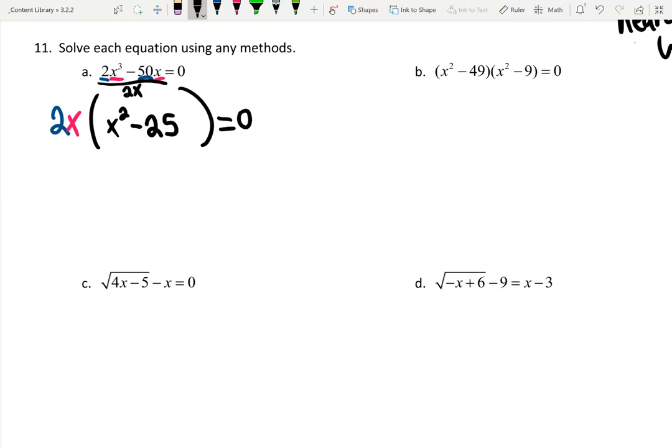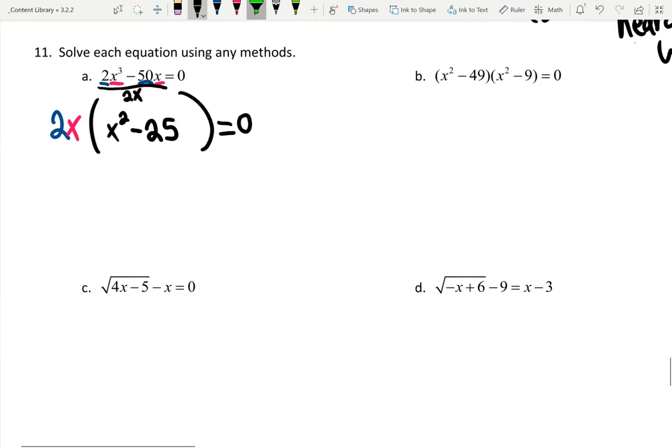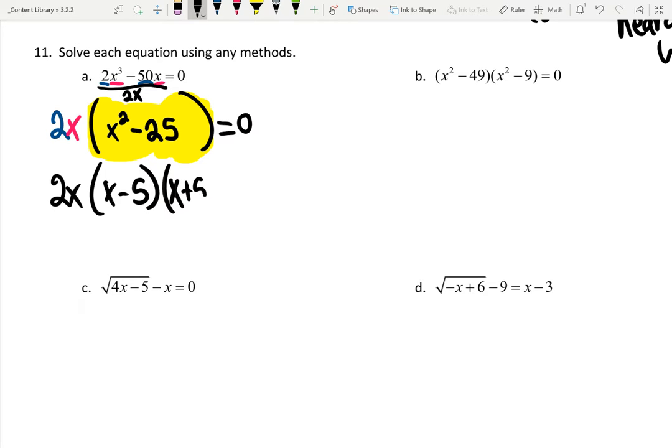Right here, I immediately recognize that since it's a difference of two perfect squares, it is going to be a product of a binomial. So what does that mean? I know immediately what number times itself is 25? 5. It's going to include both negative 5 and adding 5.